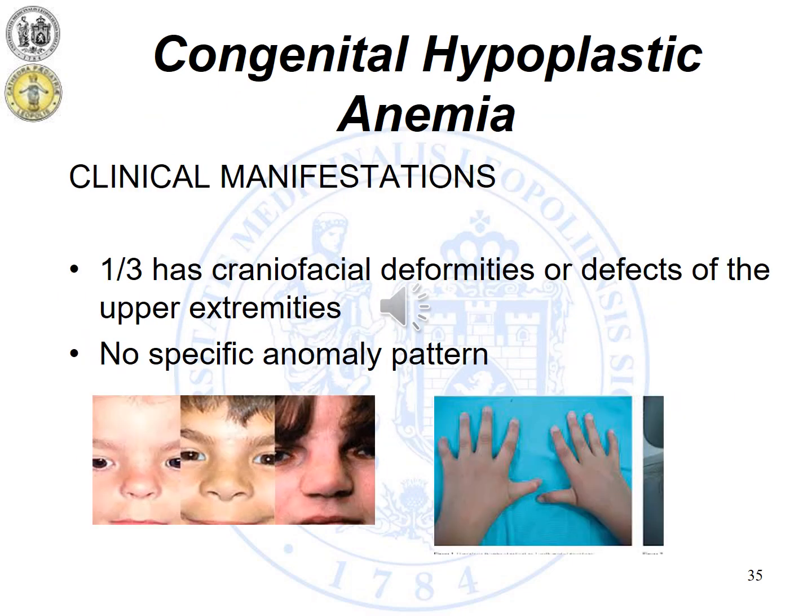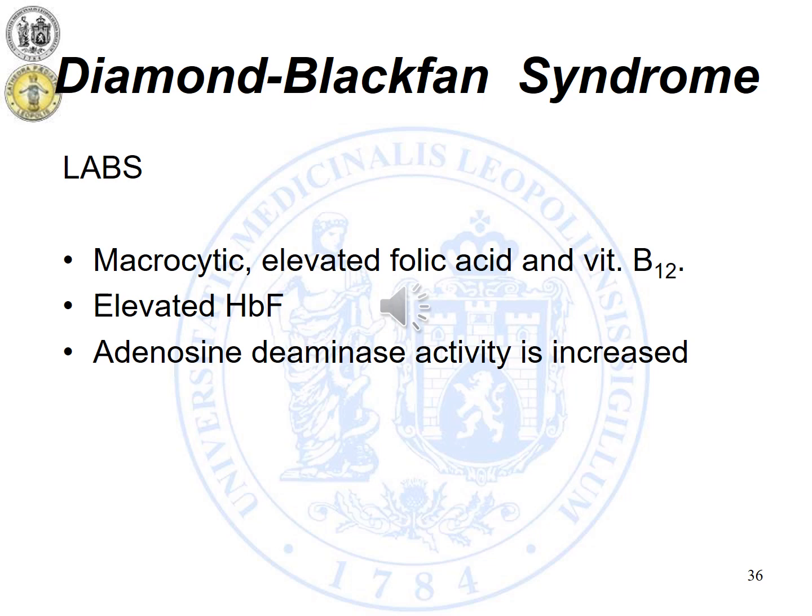About one-third of affected children have craniofacial deformities or defects of the upper extremities, including triphalangeal thumbs. The abnormalities are diverse, with no specific pattern emerging in the majority of those affected. So in laboratory findings, the red blood cells are usually macrocytic with normal levels of folic acid and vitamin B12. Assays of red blood cells reveal a pattern characteristic of a young red blood cell population, including elevated fetal hemoglobin concentration. Adenosine deaminase activity is increased in red blood cells of patients with this disorder.